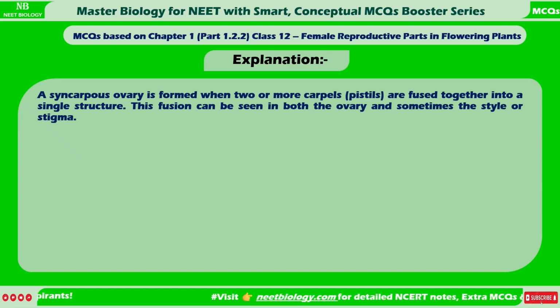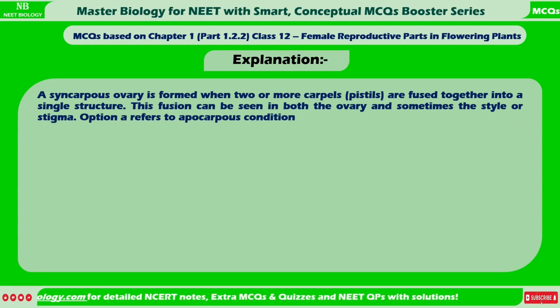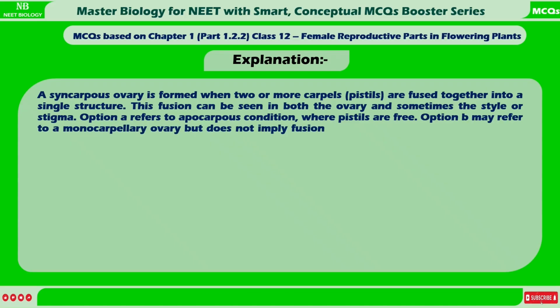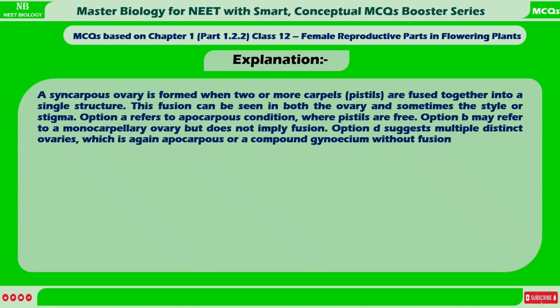Option A refers to an apocarpous condition, where pistils are free. Option B may refer to a monocarpellary ovary, but does not imply fusion. Option D suggests multiple distinct ovaries, which is again apocarpous or a compound gynoecium without fusion. Thus, fusion of pistils is the defining feature of a syncarpous ovary.